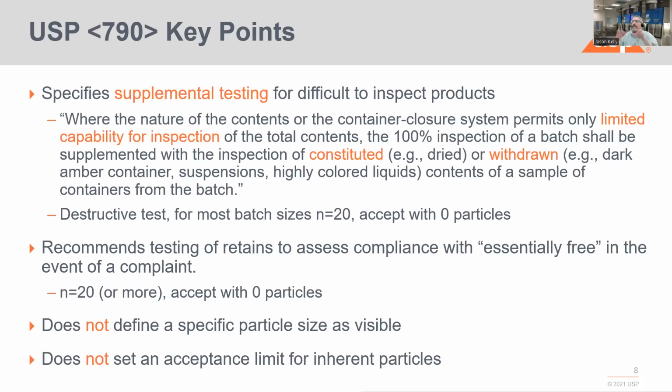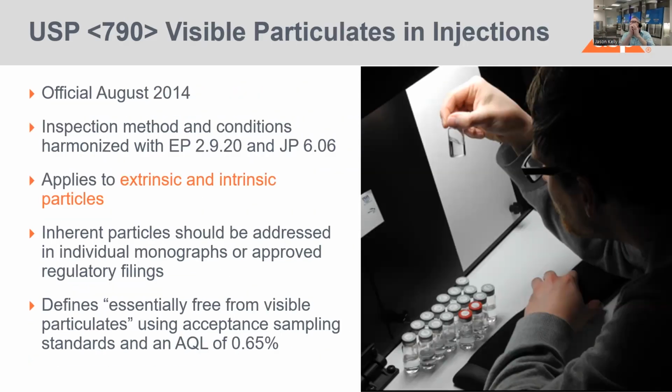Desmond, with the visible testing, how is that done today? It's a very manual technique where one has a white and dark background as shown in this slide here. You have an inspector who will swirl the sample, and then they'll look to see if they can see visible particles. So it's truly a manual form of visual inspection.